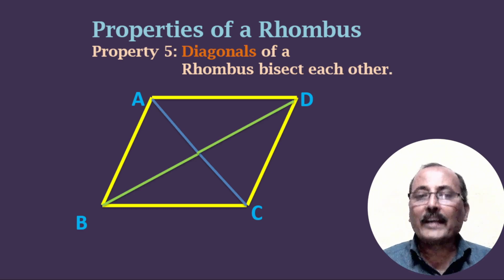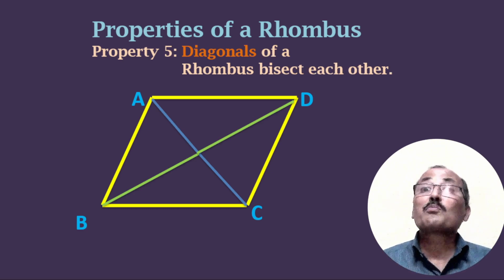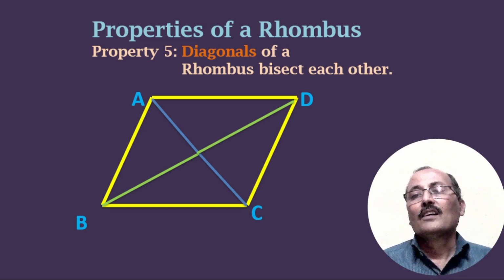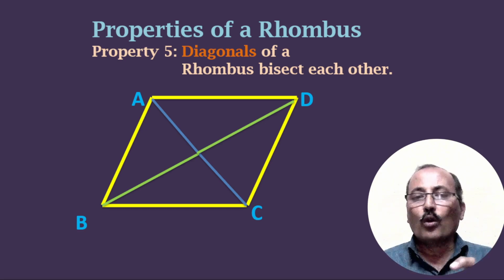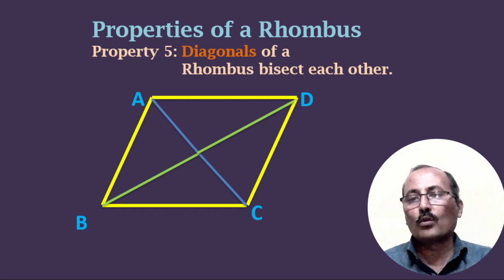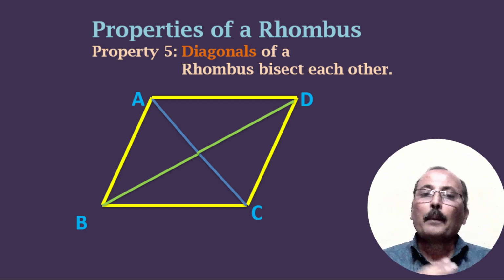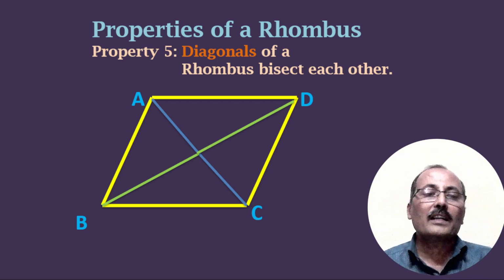Property number 5. Diagonals of a rhombus bisect each other. What is the meaning of bisect each other? Here the rhombus diagonals are AC and BD. That means AO, that center point, you name it as O. The center point AO and OC are equal. BO and OD are equal. Let us verify that one.